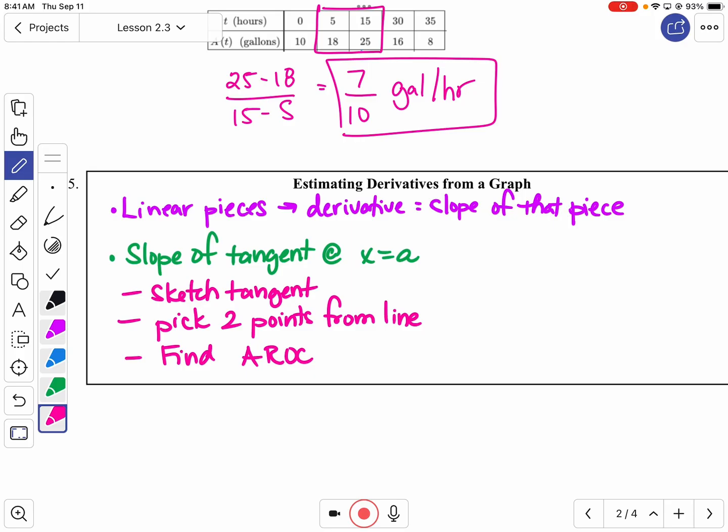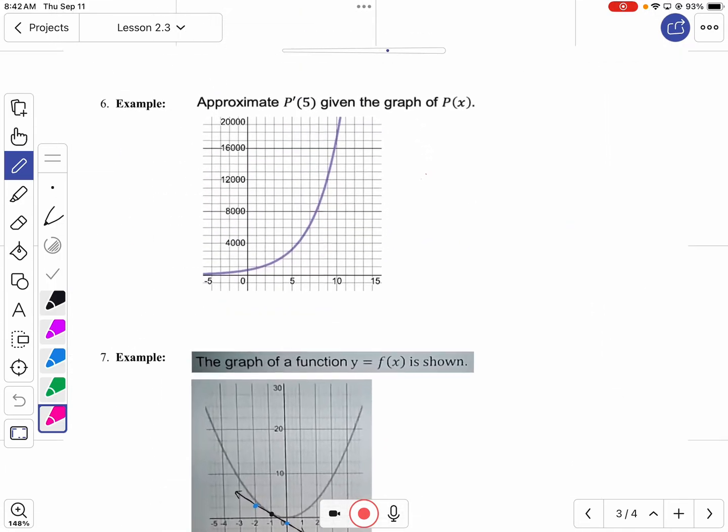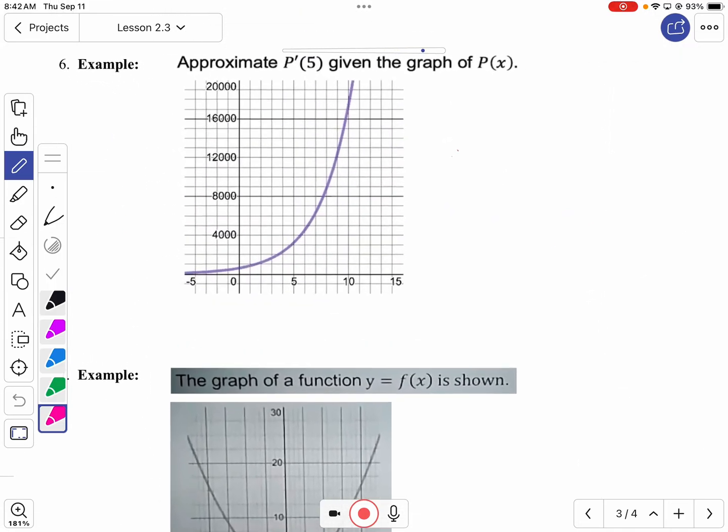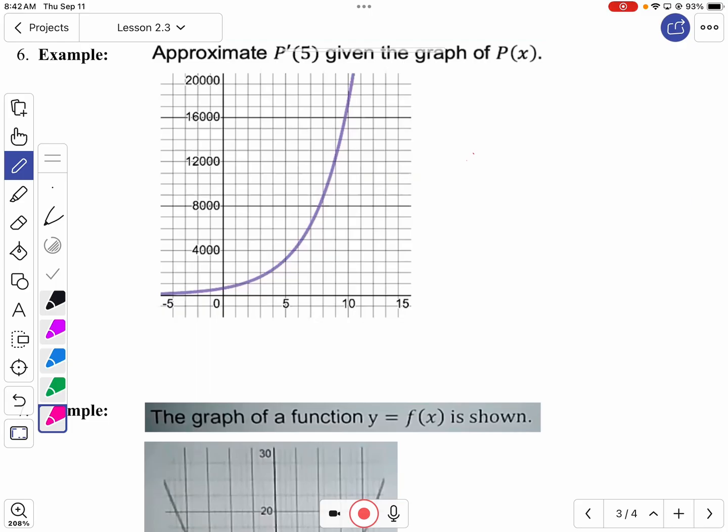So, okay? All right, so let's look at a couple of these. Okay. So this one says to approximate P prime at 5 given the graph of P of X, okay? So we want to think about this point of tangency, all right, which would be kind of right here.